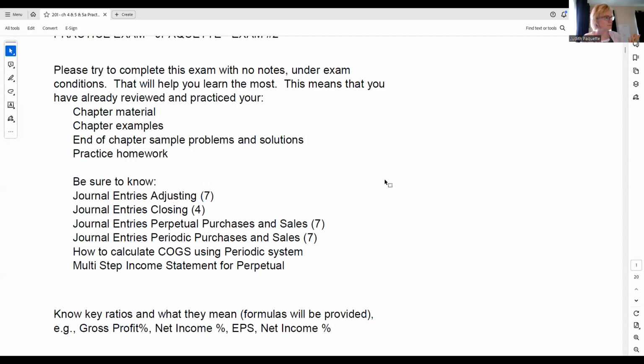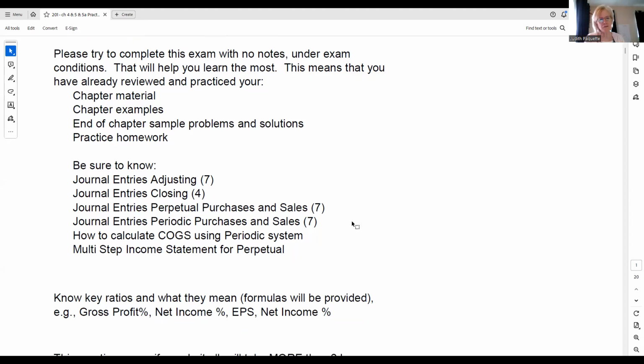But in general, there's no multiple choice on my exams. You need to know how to do the chapter material, the chapter examples. Those are great to study off of. I like to encourage students to cover up the solution, see if you can get the solution, and then check your work. End of chapter has great practice problems with solutions, and of course, the practice homework. And then lots of journal entries.